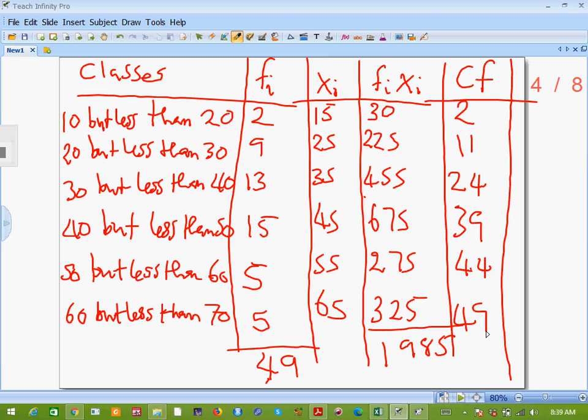Now you have to remember from our formula, we need to find the frequency of the median class, as well as the cumulative frequency before. So the frequency of the median class is 15 and the cumulative frequency before the median class is 24. The class width still remains 10.